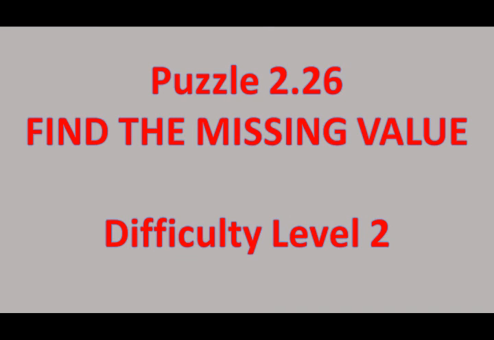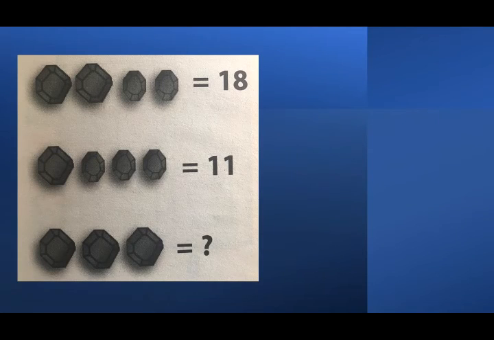Hi, today we're doing puzzle number 2.26, find the missing value, difficulty level 2. And what we have in front of us are 3 rows with 2 different types of shapes, which add up across to a number. And then we have to solve for the unknown number on the far right on the bottom where the question mark is.